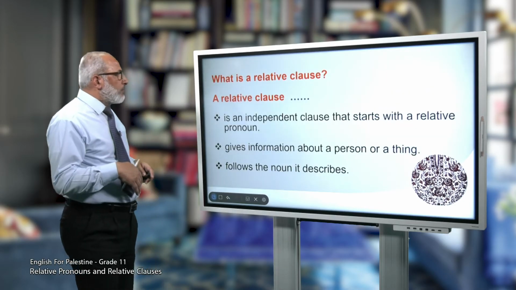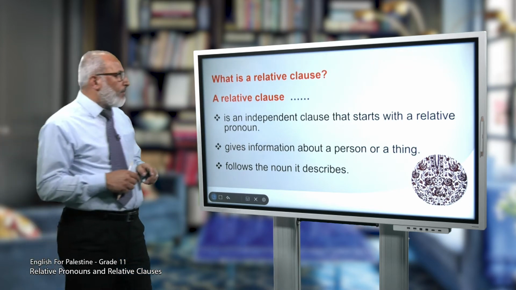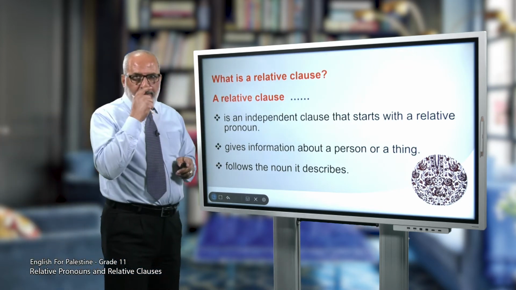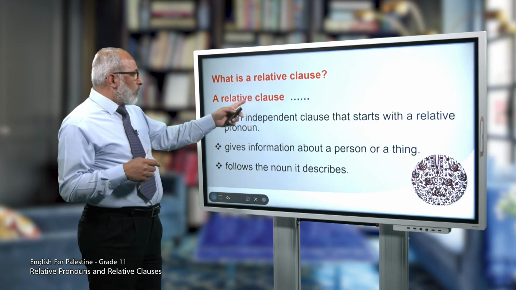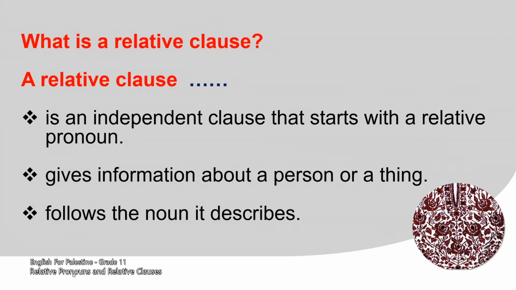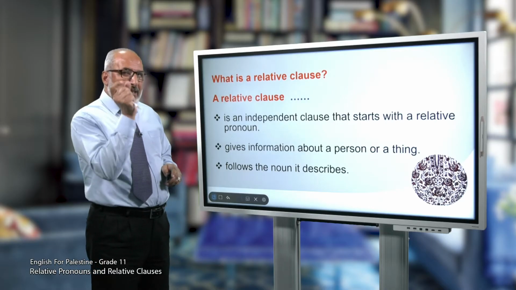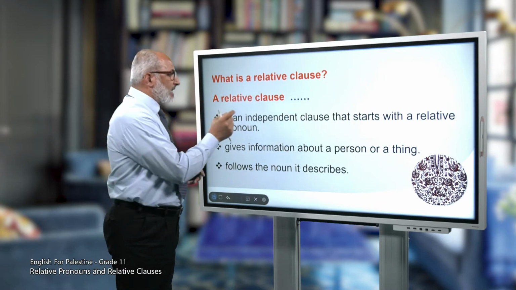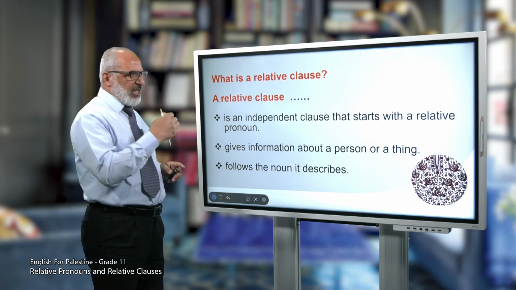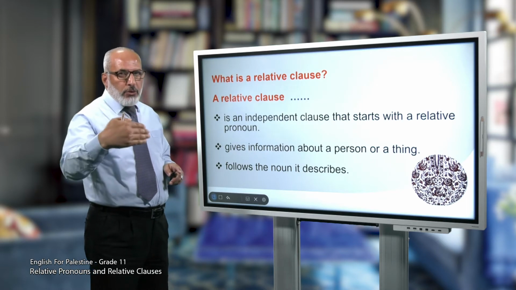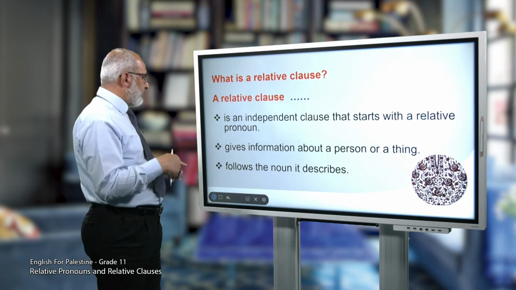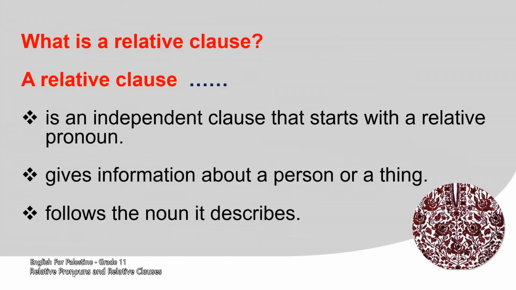Let's now move to relative clauses. What is a relative clause? A relative clause is an independent clause that starts with a relative pronoun. It starts with who, which, whose, where, or that. It gives information about a person or a thing or a place. It follows the noun it describes.